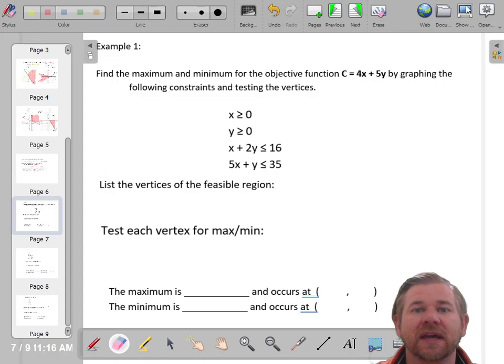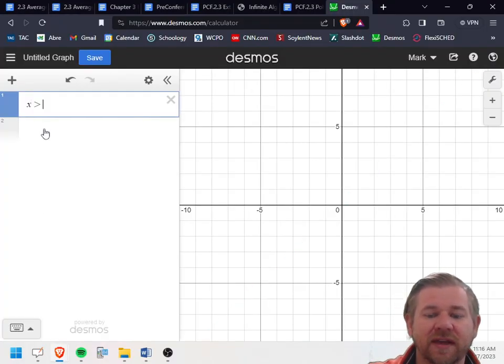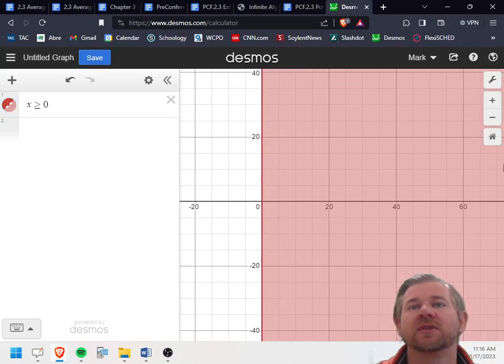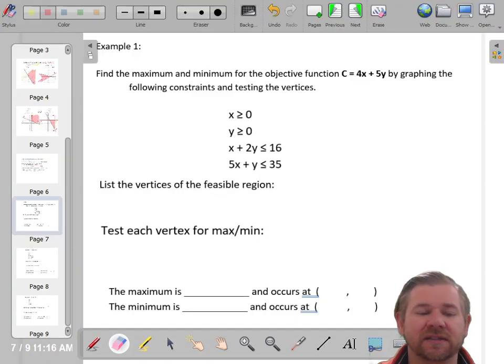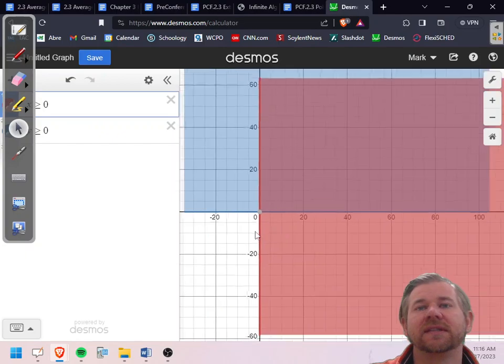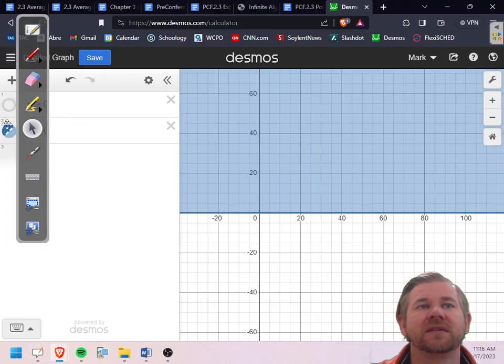I'm going to say, I need to get my tab up, x is greater than or equal to 0. So the first thing it's going to do is shade all the numbers where x is positive. What's my next constraint? y is also greater than or equal to 0. So you can see we're only focusing on the first quadrant right now. I'm going to get rid of these until the end.